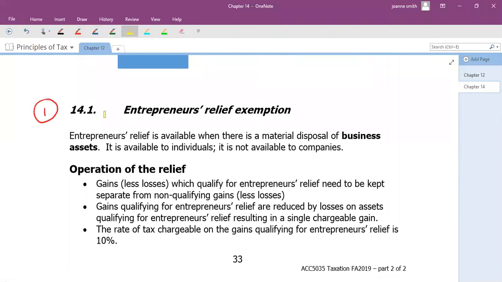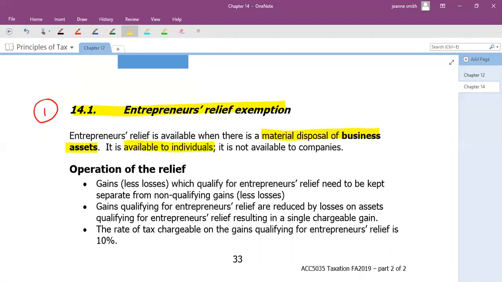a situation where an individual is making a material disposal of a business asset. So we're not talking about selling personal things here, like selling a chattel, like an antique, or a rental property or something like that. It has to be a business asset. So it would normally be things like selling some land, some buildings, or maybe some goodwill. And remember, it's only available to an individual. So it might be a sole trader who's got some business assets and they sell them on. It's not available to companies. So we won't be looking at this again when we get to the companies chapter.